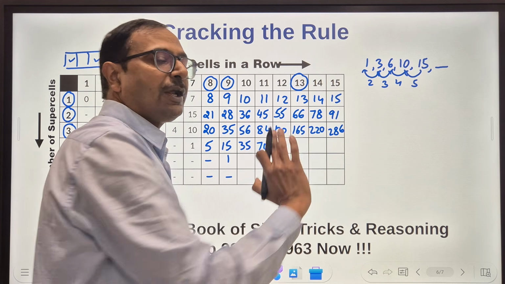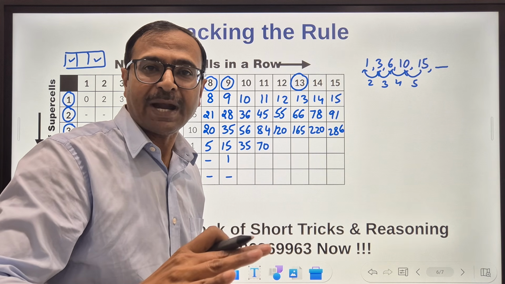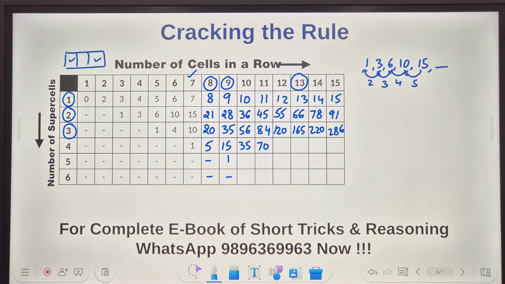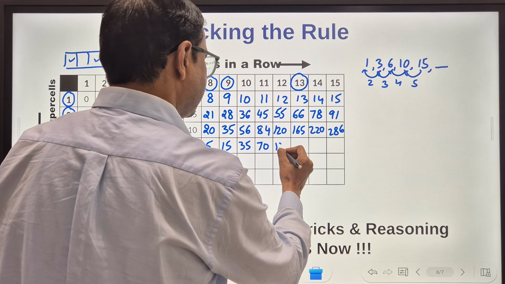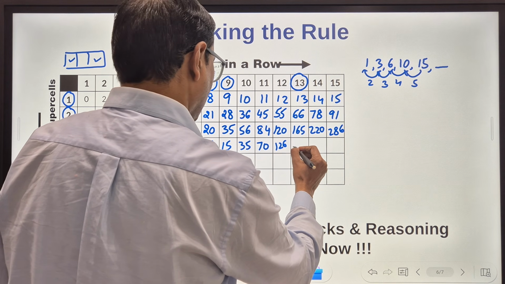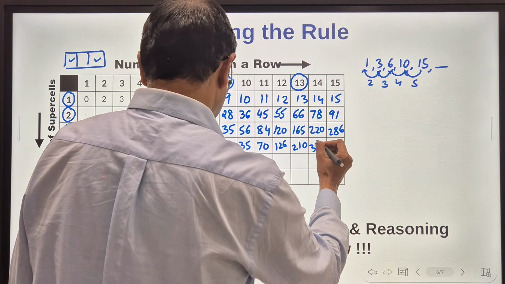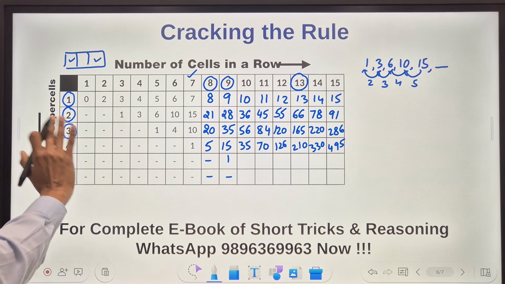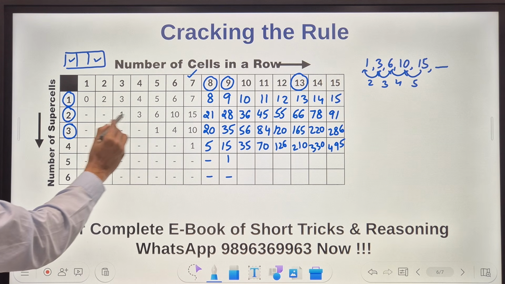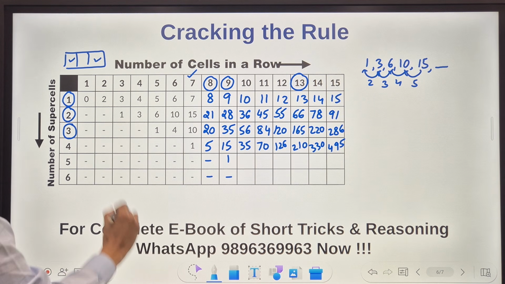Now, how did I obtain all those things? Obviously, I did not try so many combinations, which is impractical. I will tell you the rule. After 35, 70, we have 126 here, and then 210 here, and then 330 here, and finally 495 here. So let us try and understand. Up to this, 1, 3, 6, 10, 15, we already did this rule. How about this?